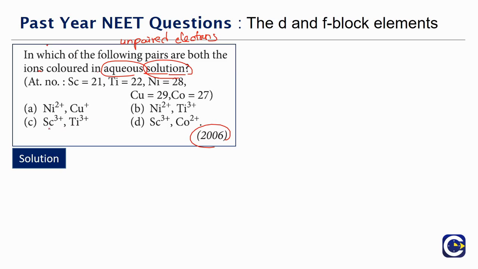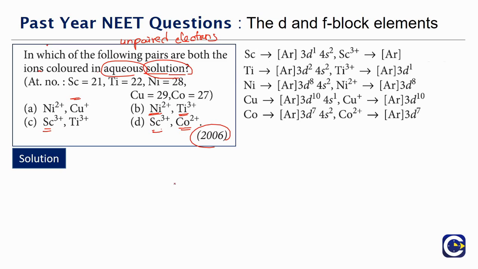So let us see what are the elements first of all that are there. Scandium 3+ is there, then titanium 3+, then nickel, then cobalt, then copper. So let us just look at what is the electronic arrangement of scandium. Scandium is Argon 3d1 4s2. Scandium 3+ means we have to remove 3 electrons, so it will become argon. Titanium is the element that will come after scandium, right? 3d2 4s2. Titanium 3+ means it will be Argon 3d1.